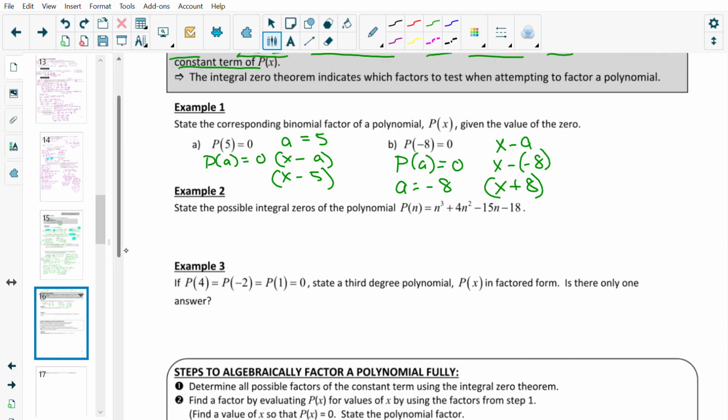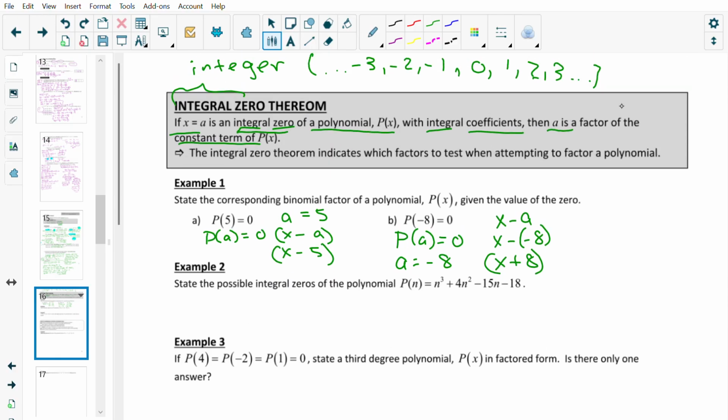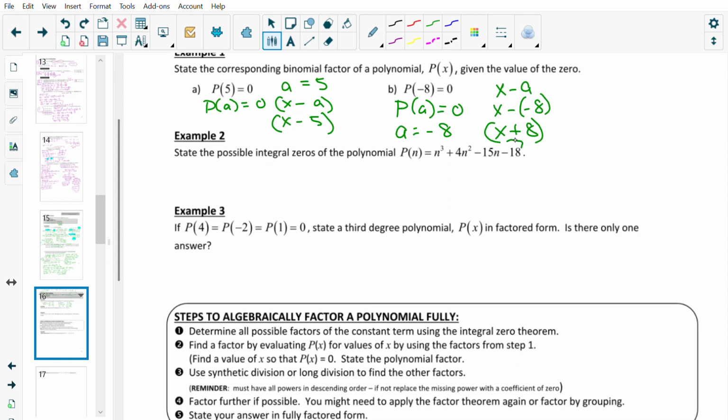Okay, this part. This is important when we're learning how to factor these giant polynomials. a is a factor of the constant term of p of x. Here's the constant term, negative 18. So the possible factors of this polynomial have to do with the a value, which is a factor of the constant term. So what are the factors of negative 18?